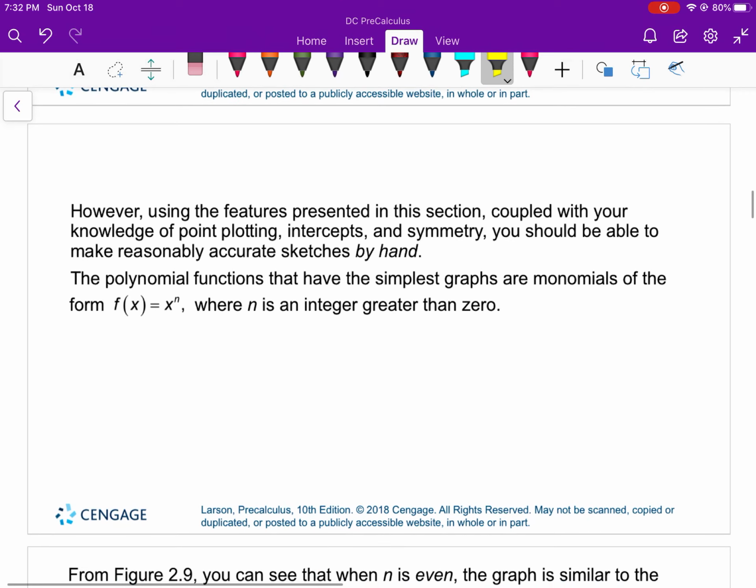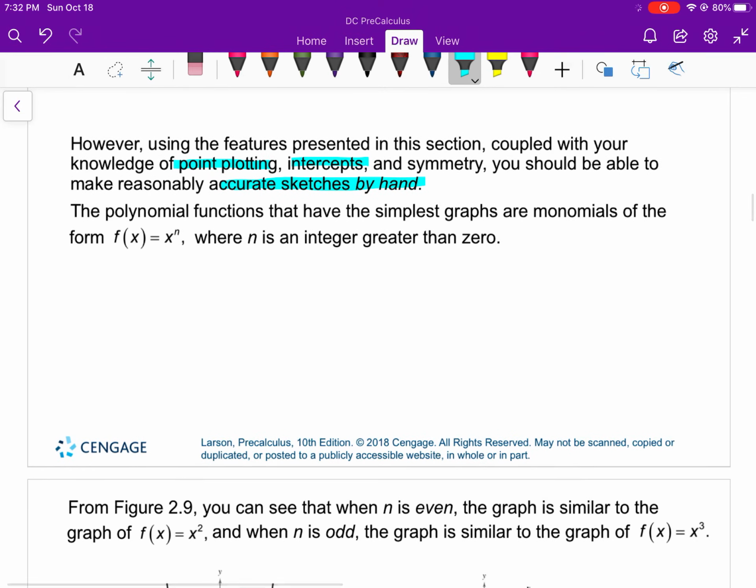All right. One of the key things about this lesson is that we're going to put all kinds of things together to graph these. And so we're going to be looking at point plotting, intercepts, maybe some symmetry, maybe not. We'll be doing sketches by hand. And it's good to know what the end behavior of these graphs will be. So we're going to be comparing them to x to the n. N's going to be an integer. It's either going to be even or odd.